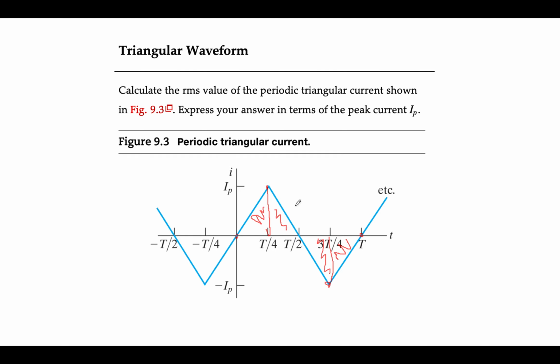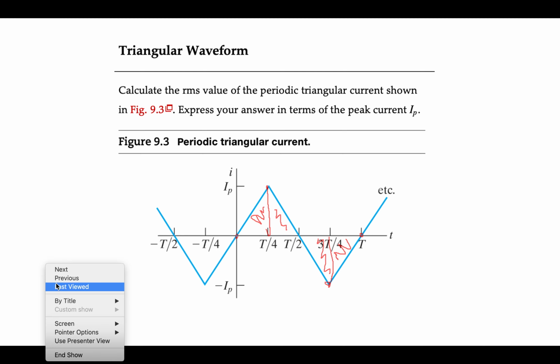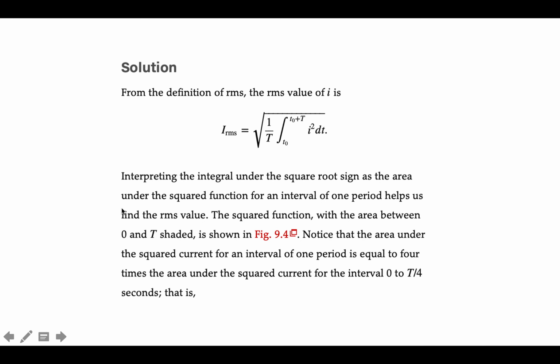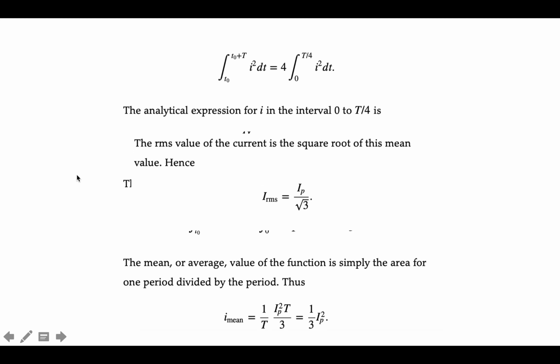So you're going to have these spiky things. But really, if you calculate the area under the curve, or the integral, for one segment of this, just the first 1/4 of it, then you just multiply it by 4, and that'll give you the area for all of it. So let's look at that. So here is the general formula.